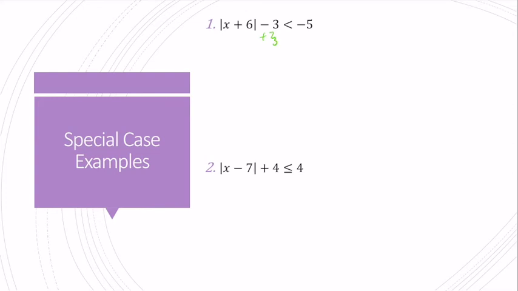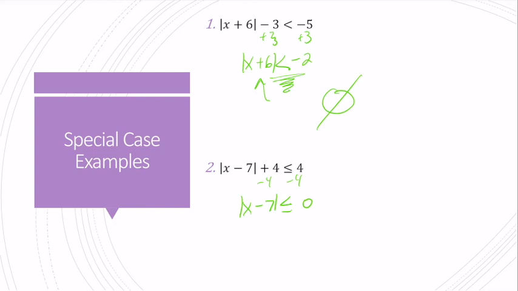Next, let's go ahead and simplify this. If I add 3 to both sides, that means the absolute value of x plus 6 is less than negative 2. This is never going to happen, right? This absolute value could never be less than negative 2, which would be all these negative numbers. So I have no solutions. If I subtract 4 from both sides, I've got the absolute value of x minus 7 is less than or equal to 0. And again, this can never be the case unless this was 0. So my only solution would be 7.